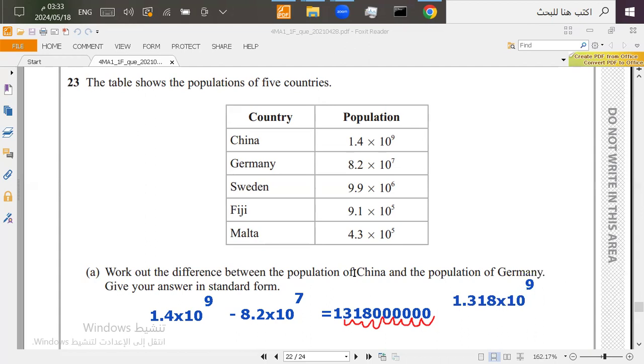Now, if you do this step, it's good, no problem. And if you do other steps that give you the same answer, it will be the same idea, no problem. Both answers will be accepted. Now, let's move on to the next question. Make sure that you have the answer in standard form. That's the most important part.